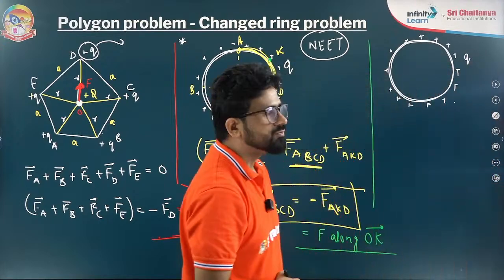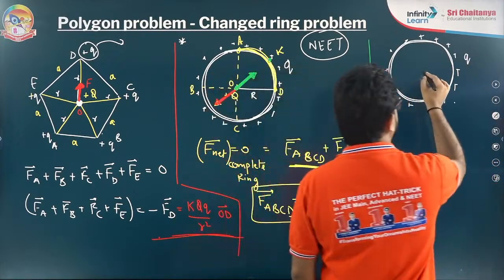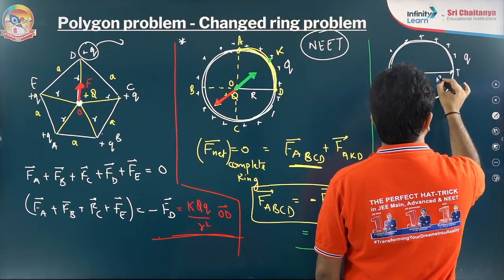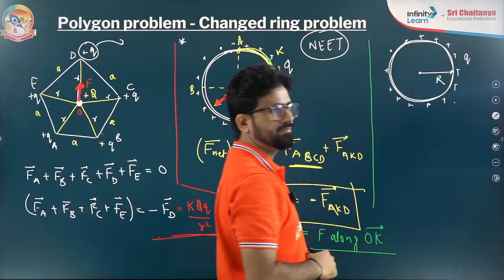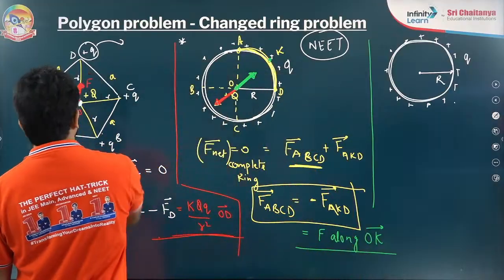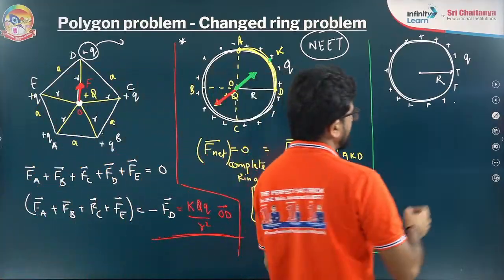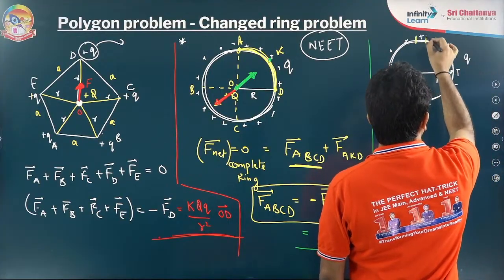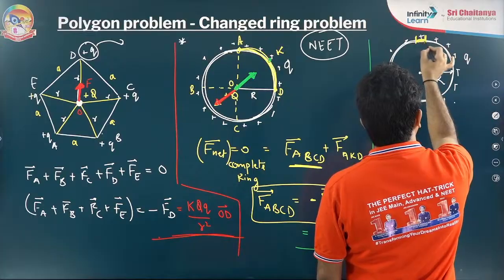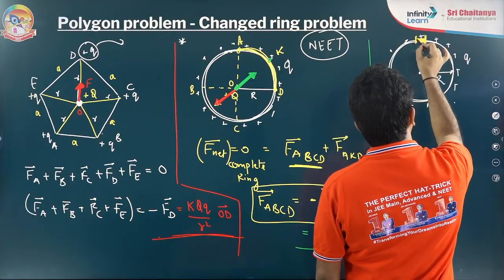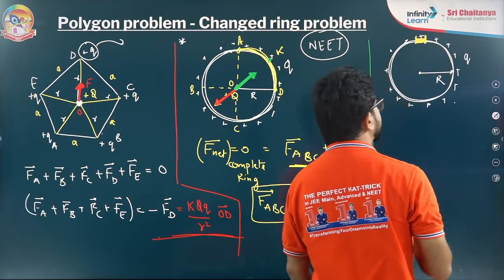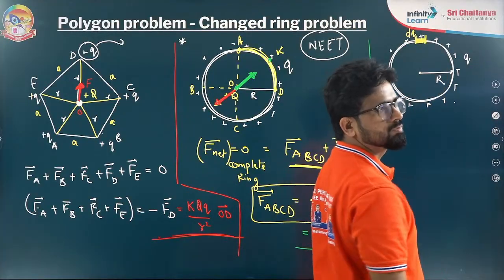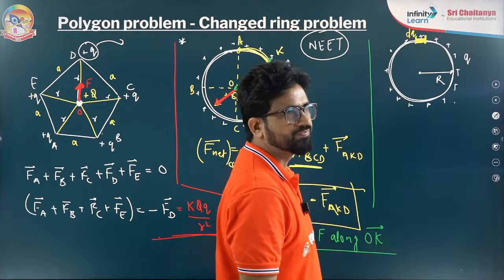This charge is Q. And the radius I am taking is equal to R. Understand my words, what I am saying. Suppose from this ring, this small portion is cut down, and this charge is equal to dq.